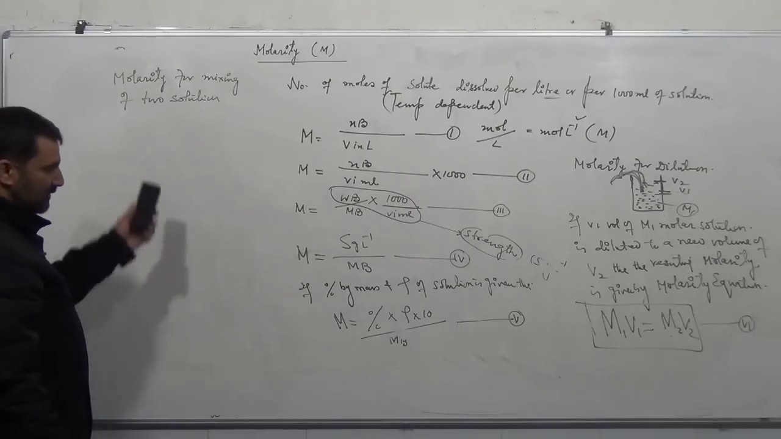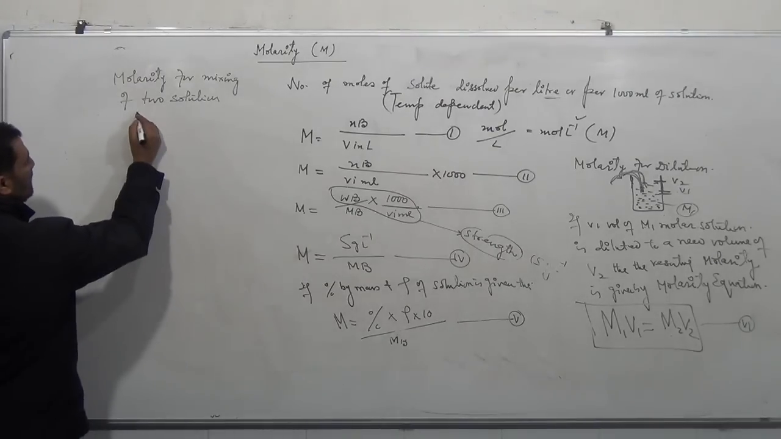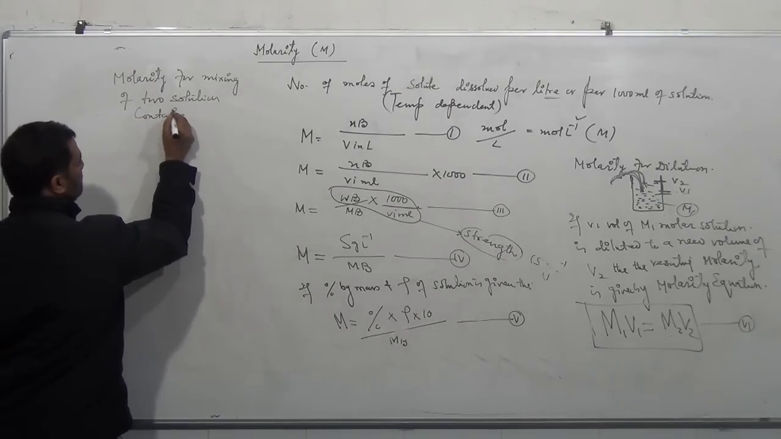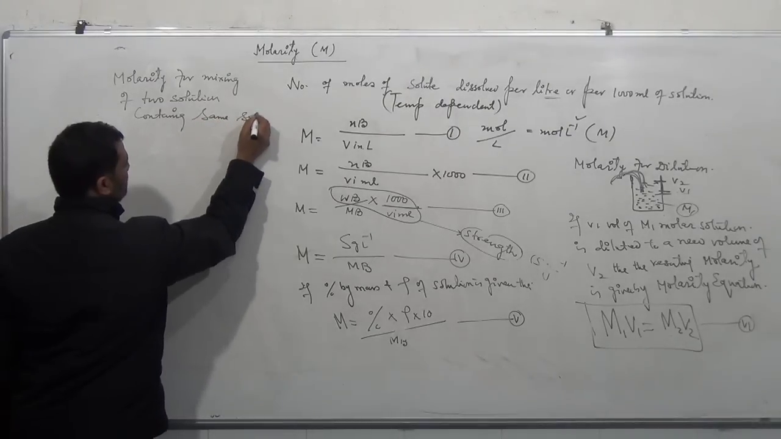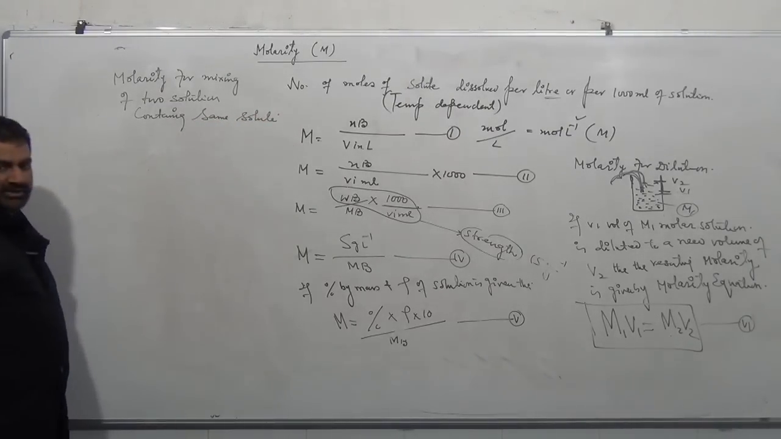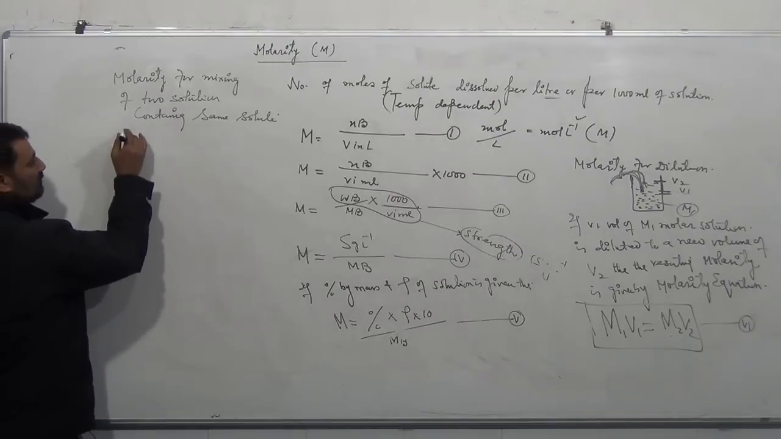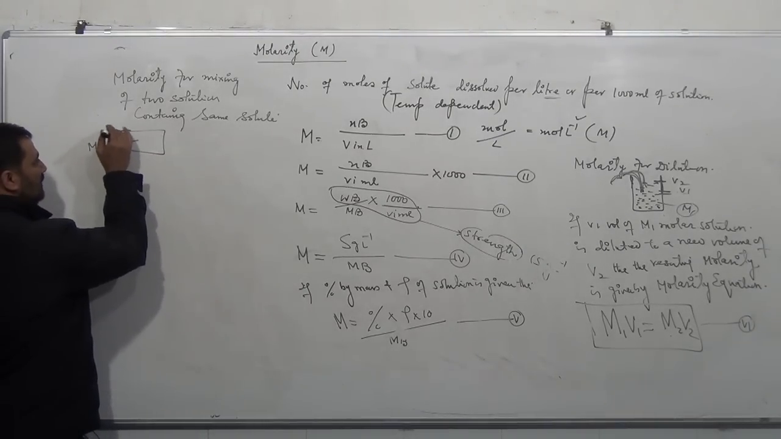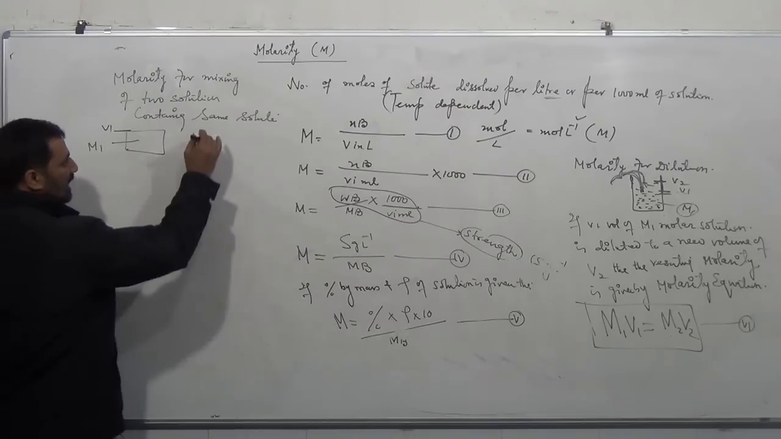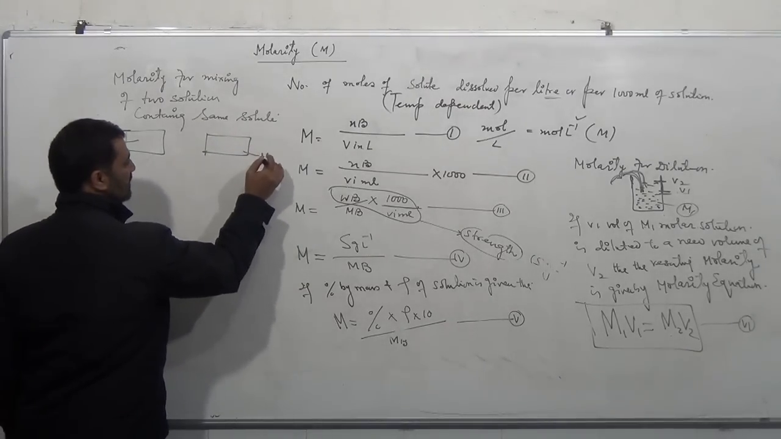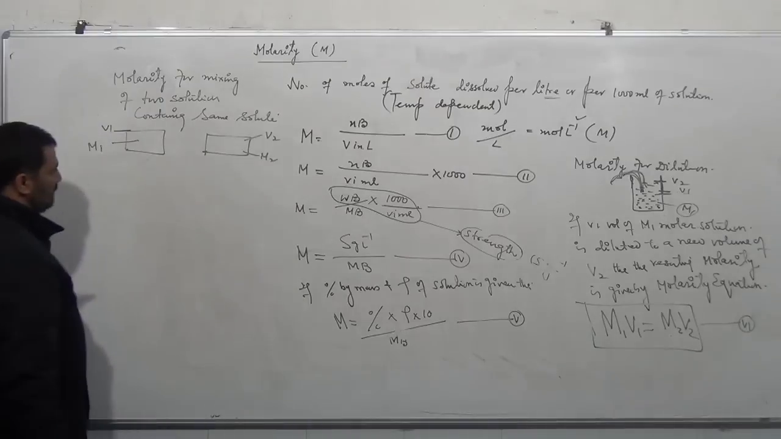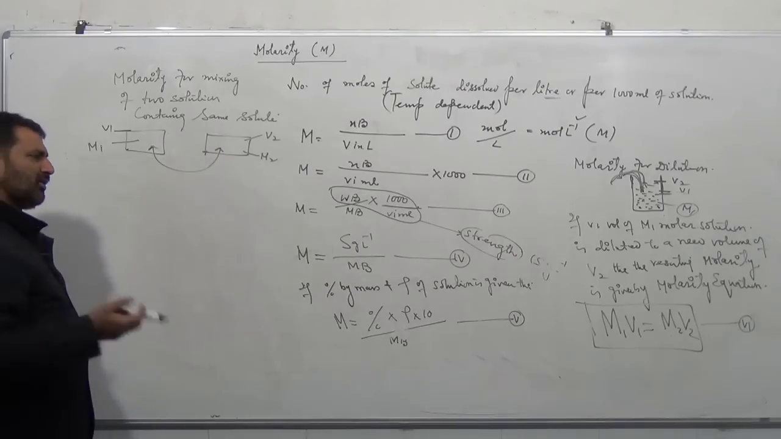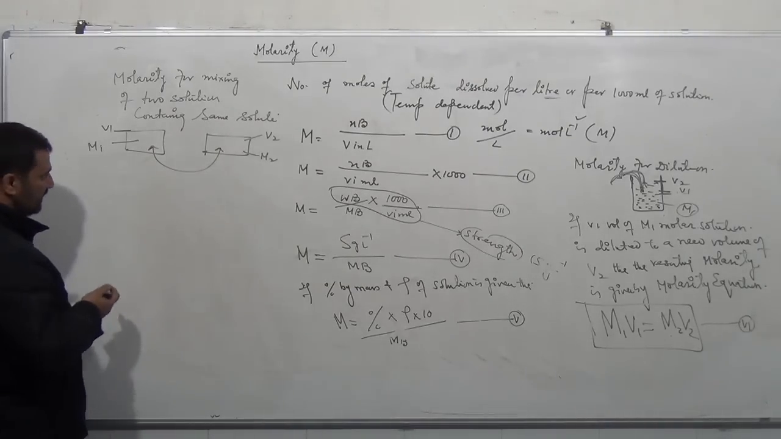Molarity for mixing of two solutions containing the same solute. Suppose we have a solution whose molarity is M1 and volume is V1. Another solution has molarity M2 and volume V2. But both have the same solute, say sodium chloride, sugar, ethanol, acetic acid, any solute can be there.